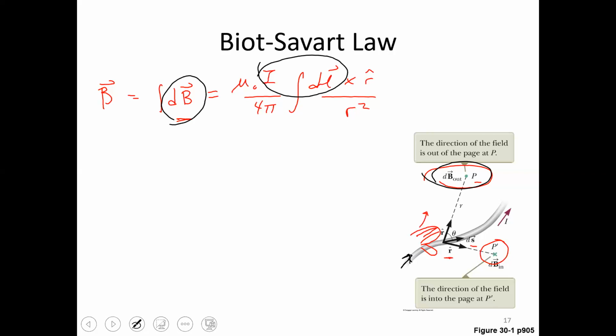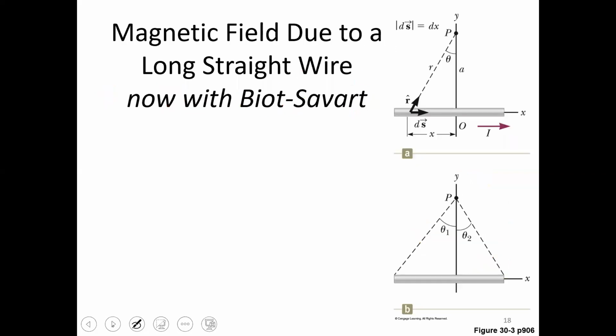So we can do an example with this Biot-Savart law. We can look at the magnetic field due to a long straight wire. So I wrote here now with Biot-Savart because we have already done this at the beginning of the chapter, right? Remember, experimentally, it was already determined that the magnitude ought to be mu 0 over 2 pi times I over r.